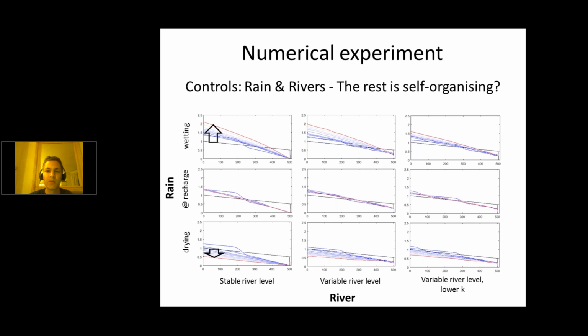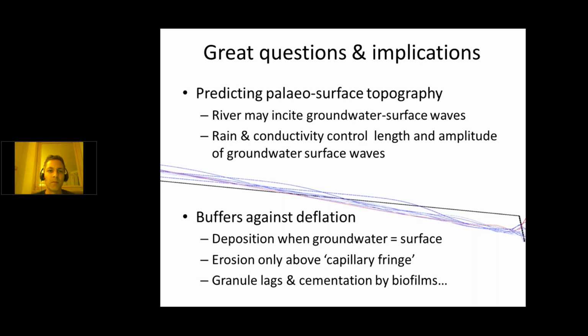Now, there's a number of processes in there, but all of them basically end up being great questions and great implications. So in terms of predicting the paleo surface topography away from the river level, it incites groundwater surface waves. Because when you change the base level, the groundwater takes quite a while to respond. The rain and conductivity of the plane would have controlled the length and amplitude of the surface wave. So there's potential to generate wave-like structures of wetting and drying that move across the plane.